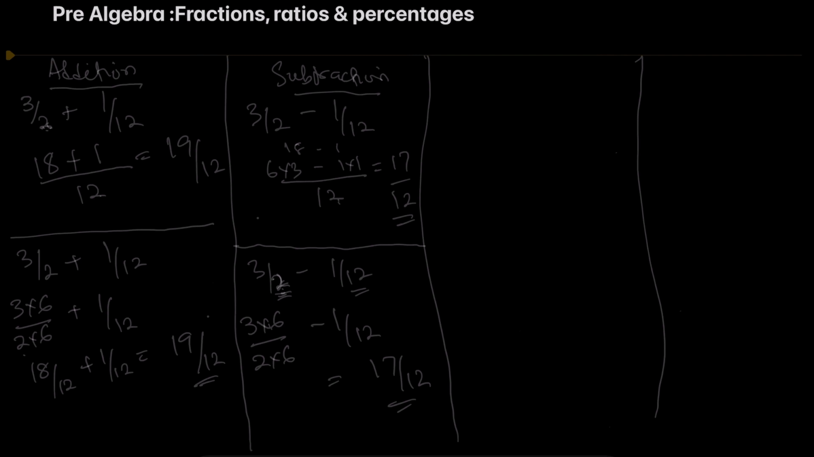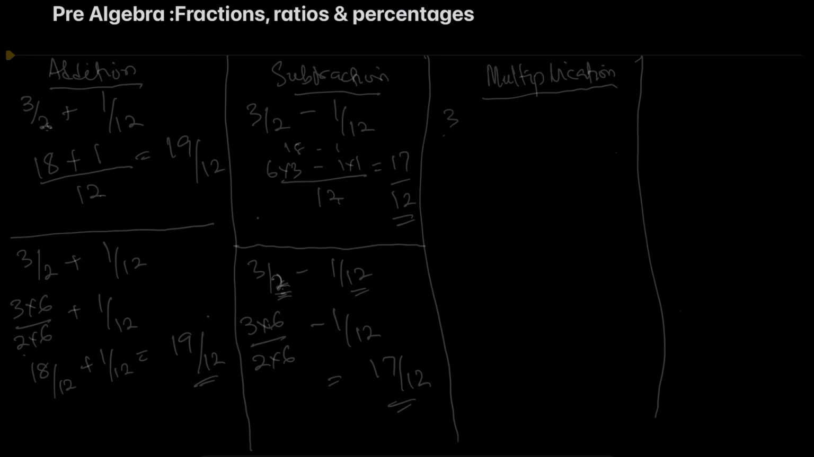And now we go to the next case, where we are looking at multiplication. In multiplication, you do not have to find the lowest common multiple. You just go ahead and multiply the numerator with the other numerator, and then you multiply the denominator with the other denominator. So it's quite easy.